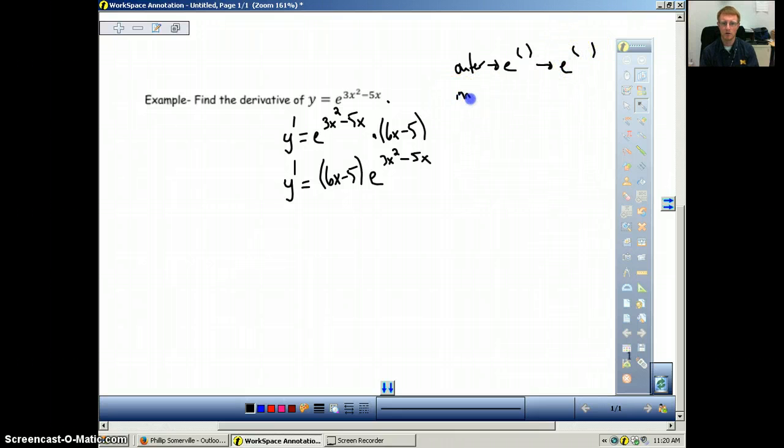The inner is 3x squared minus 5x, which the derivative of that is 6x minus 5. So then we multiply those two together. That's how we got the derivative that you see here. So hopefully that makes sense. That shouldn't be a big deal. That should be pretty straightforward.